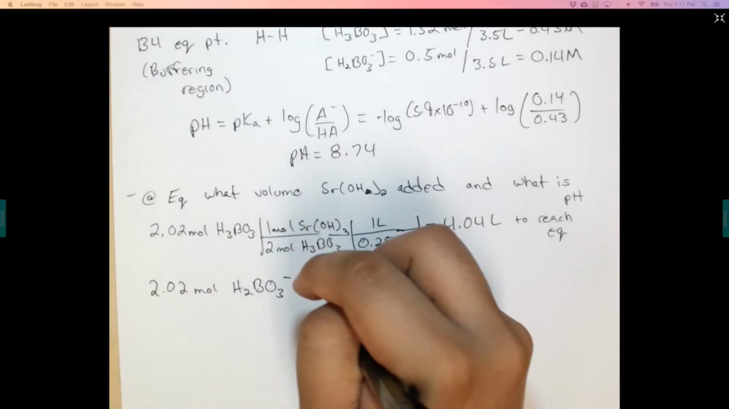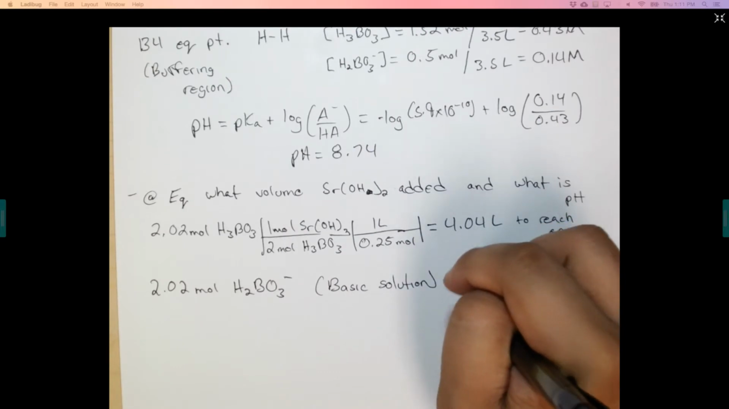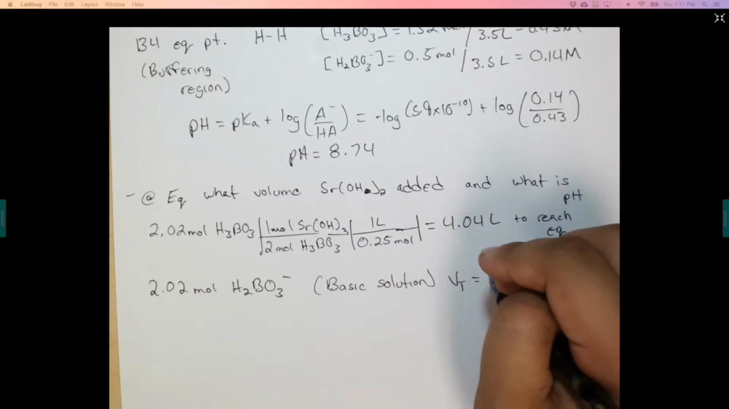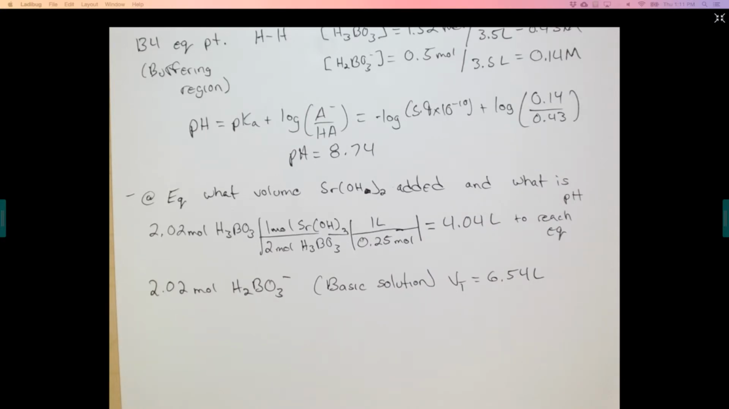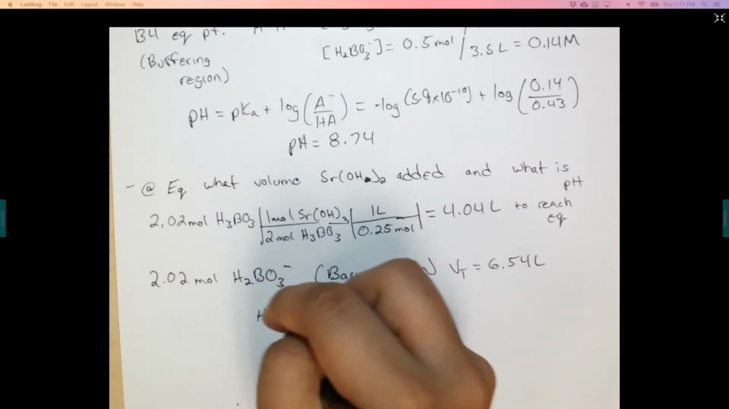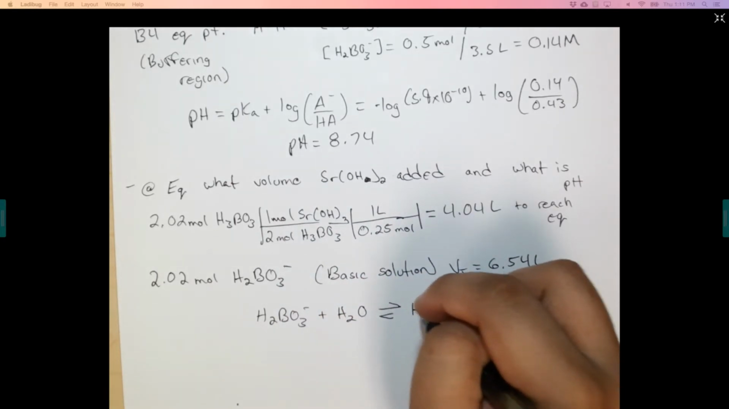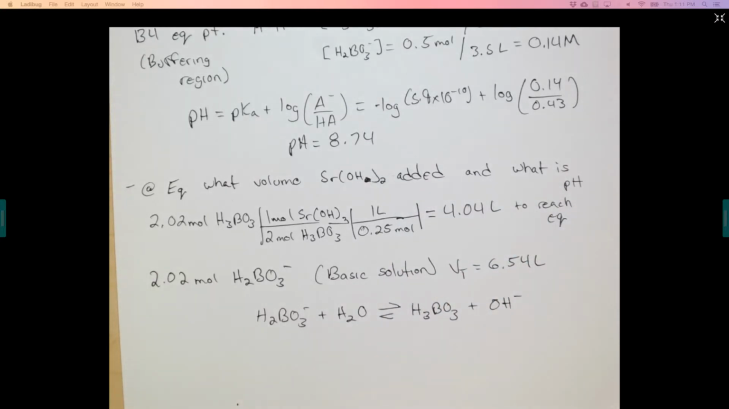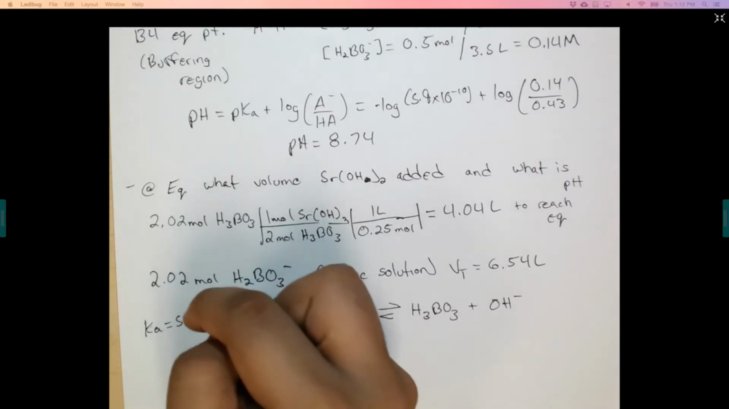And now you have a basic solution that the total volume is equal to 2.5 plus 4.04. So we're dealing with 6.54 liters now. Okay. Now we're dealing with a reaction that involves H2BO3 and water, and we're dealing with the base reaction in equilibrium, which is going to create hydroxide, right? So now we're dealing with Ka, we know 5.9 times 10 to the negative 10.